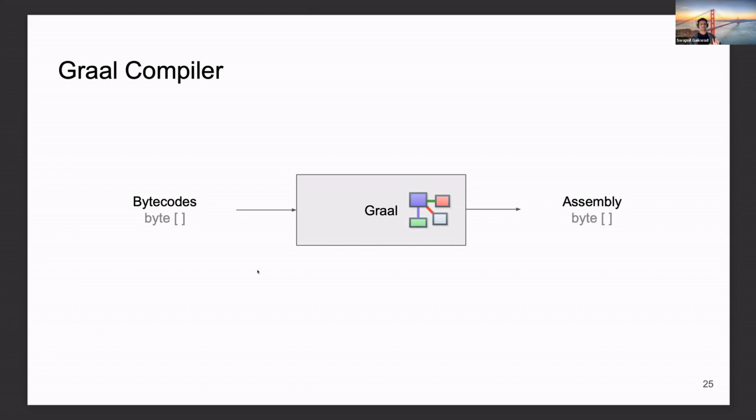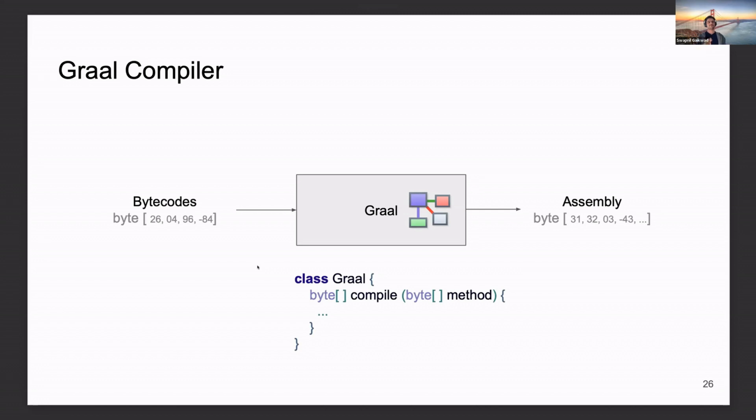So if it is a Java program, we would expect it to be something like this, right? We will have some array of bytes as input. We will have this Graal class. Then it will have some sort of compile method so that JVM can call this compile method, give the array of bytecodes for a particular method. And then this compile method will return an array of bytes, which is assembly instructions, right? And these assembly instructions, JVM will use whenever you call the method again. It will use this compiled version.